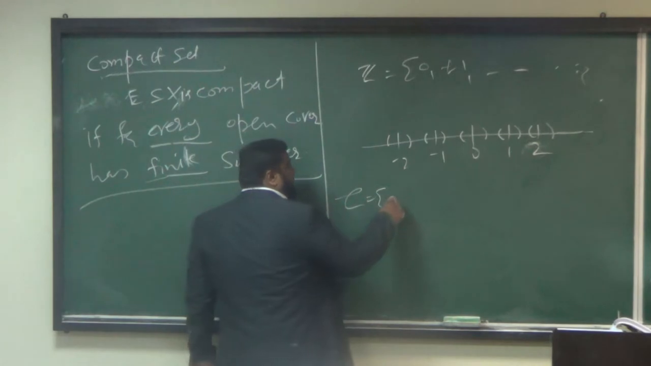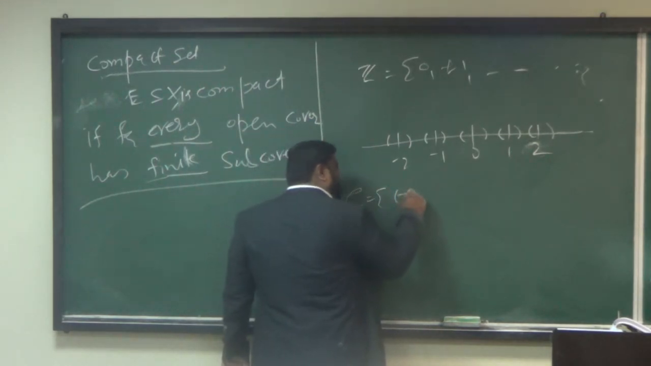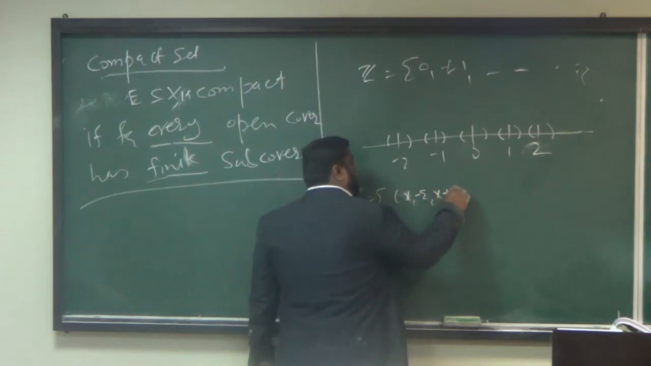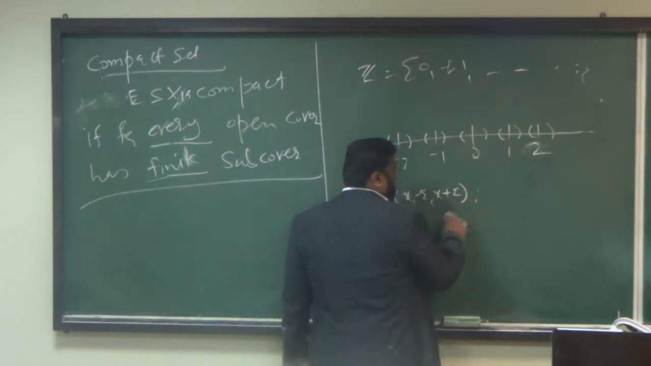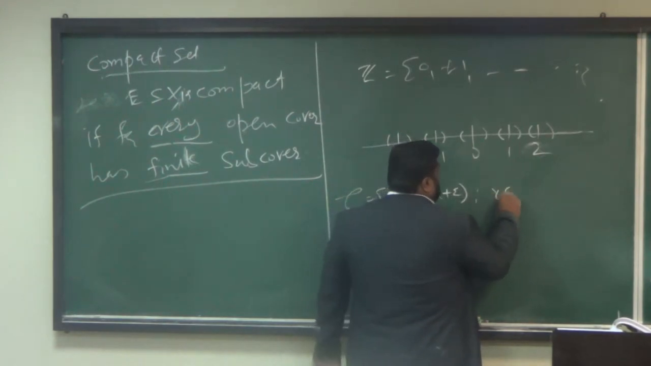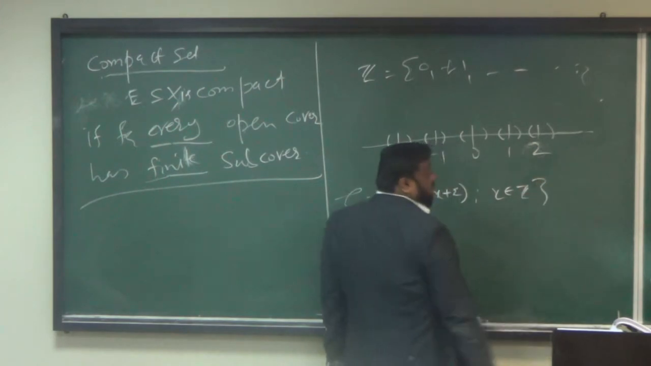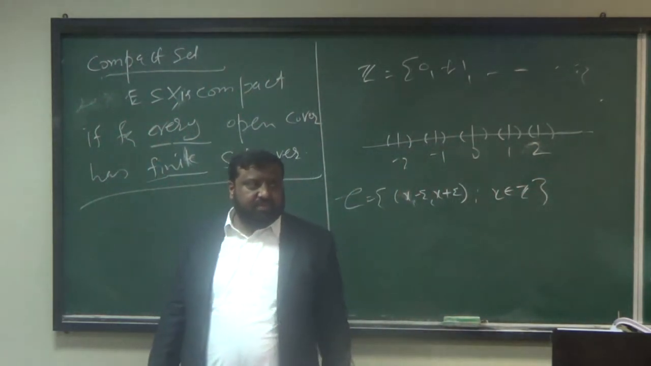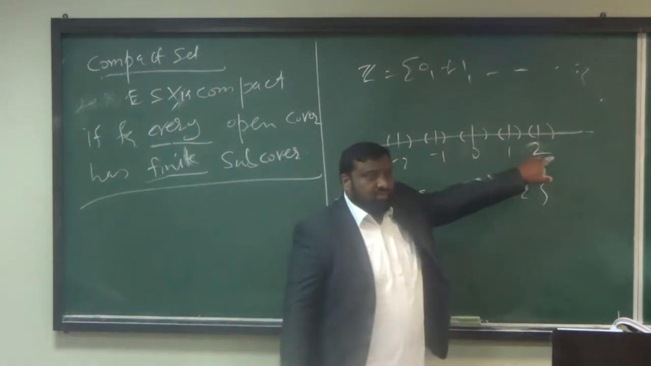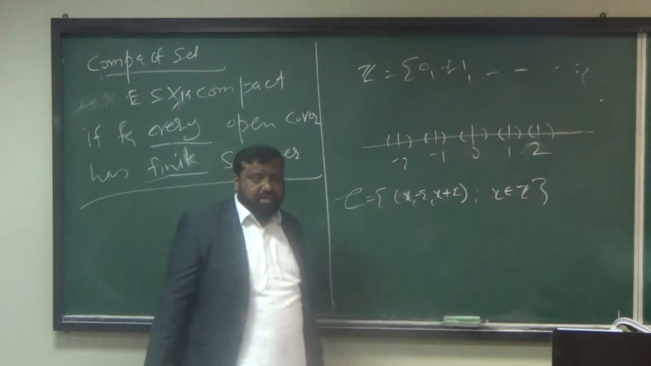In other words, I take x minus epsilon and x plus epsilon, where epsilon is some positive number, you can make it as big or as small as you want, where x belongs to Z. You think it's a cover of E? Yes, sir. You take the union of all these open intervals and it is a cover of E.